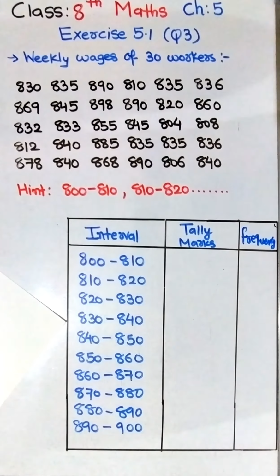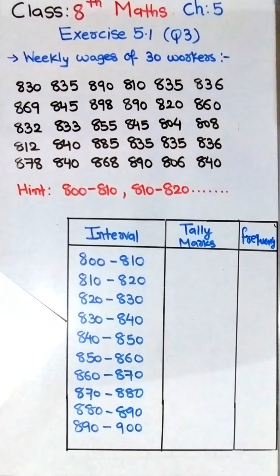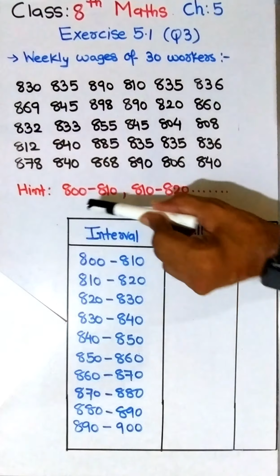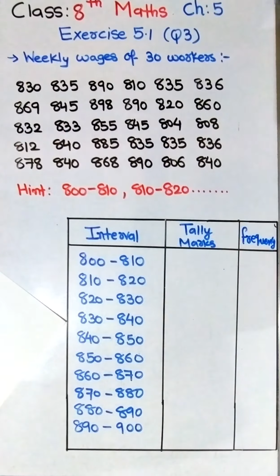Now moving on to question number 3. The weekly wages in rupees of 30 workers in a factory is given. So these are the weekly wages, right? This is in rupees. Now we have to use tally marks to make a frequency table with intervals. So the hint they have given is that intervals must be 800 to 810, 810 to 820 and so on. That means a 10-10 gap we have to put.